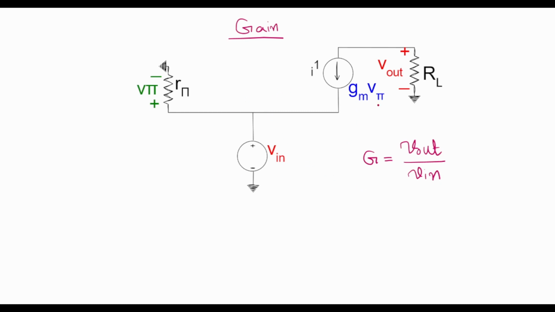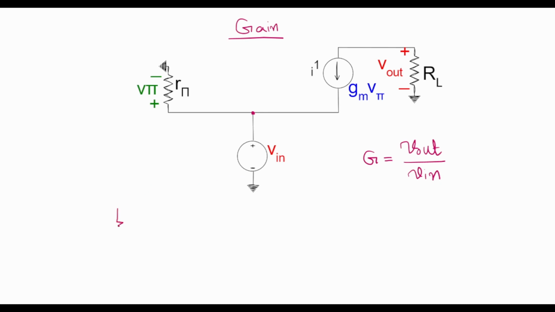From this network we can see that the output voltage is across this resistance RL. The input voltage here is connected to this point. So this circuit can be drawn in a simplified way. We know that R pi connects to V in at one point, and the other point of both V in and R pi are grounded.